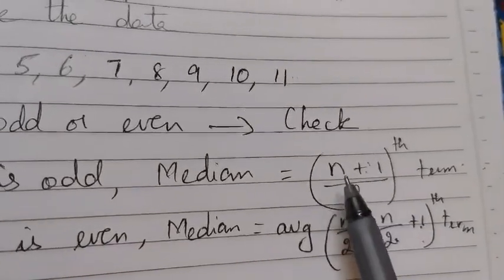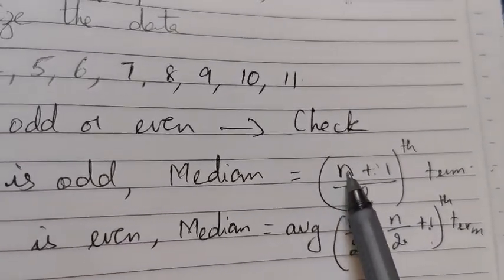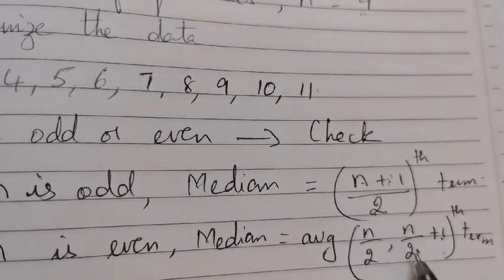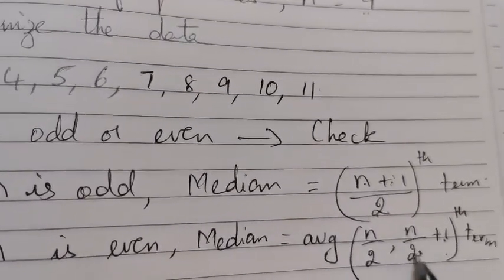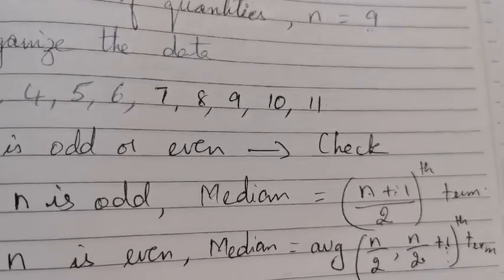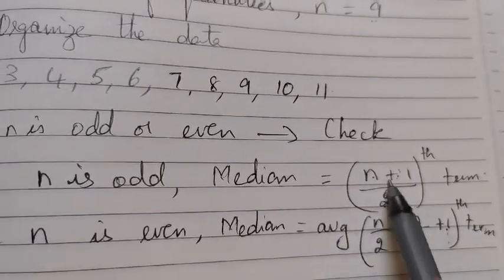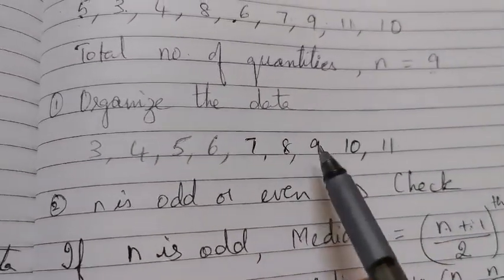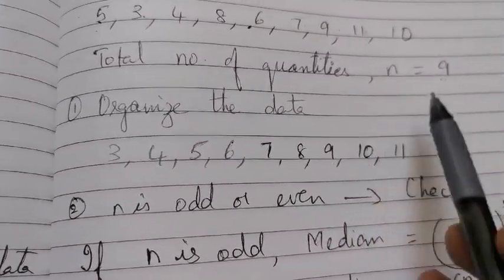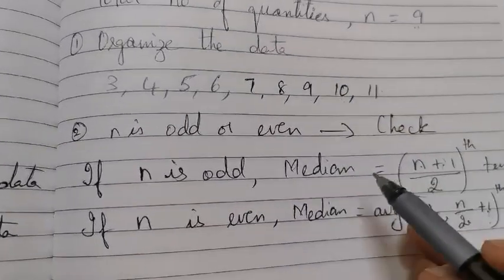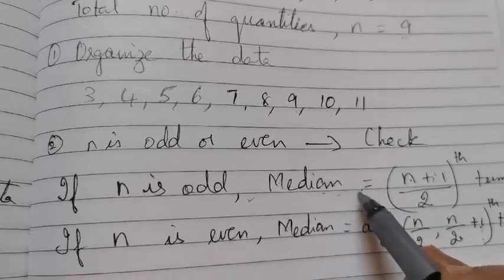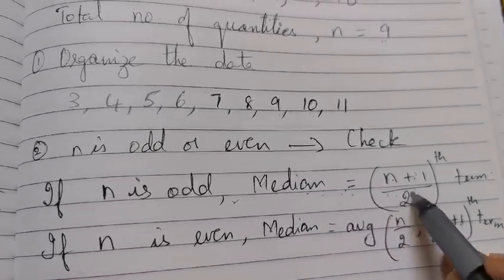For example, if n is 8, the first formula gives 8 plus 1, 9 by 2. Here, if it is 8, it is 8 by 2, so 8 by 2 is 4, and 4 plus 1 you have to do. Both are different. Note down the difference between these two. Now in our given data, our n is 9, which is an odd number, so we will use this formula for finding our median.